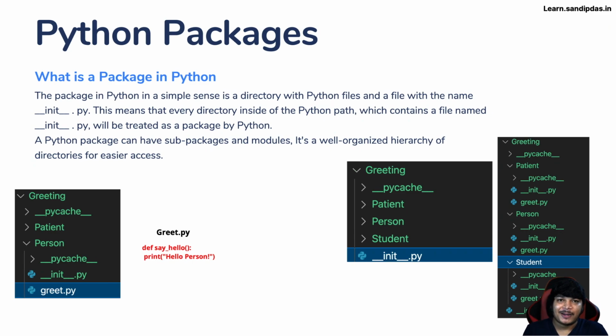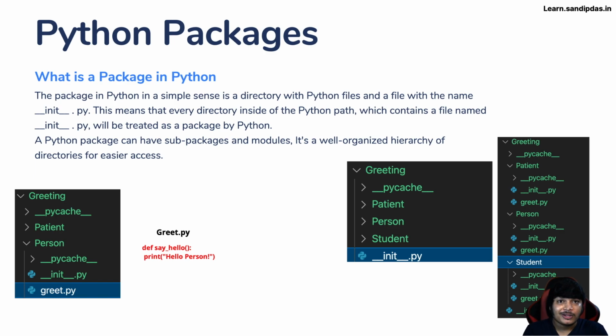Now let's learn about Python packages. What exactly is a package in Python? A package in Python, in a simple sense, is a directory with Python files and a file with the name __init__.py. This means every directory inside the Python path which contains a file named __init__.py will be treated as a package in Python. A package can have sub-packages and modules. This is a well organized hierarchy of directories for easier access.